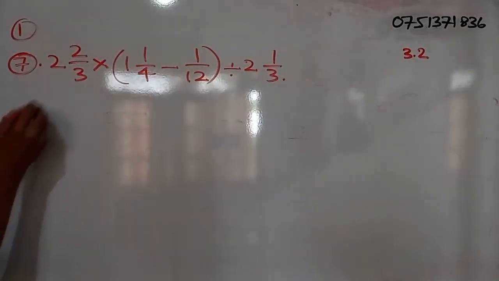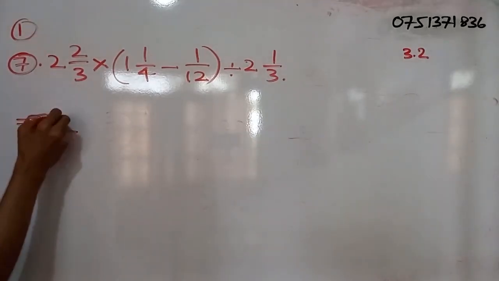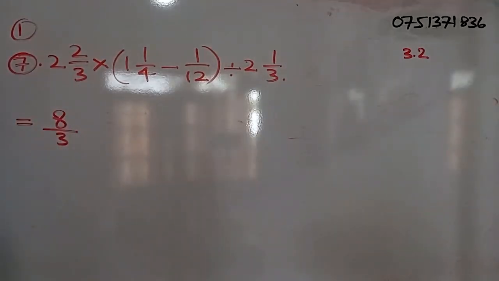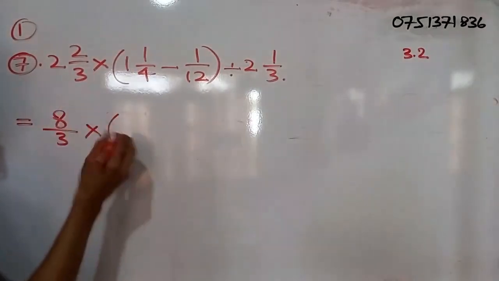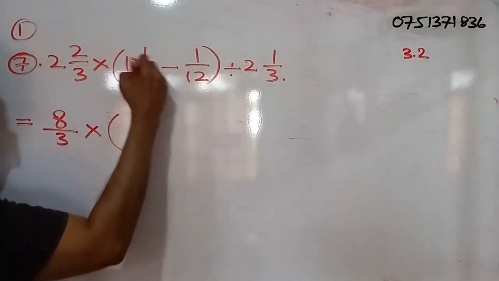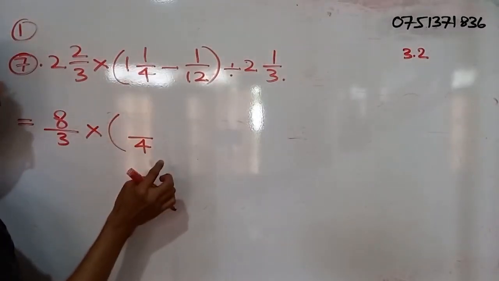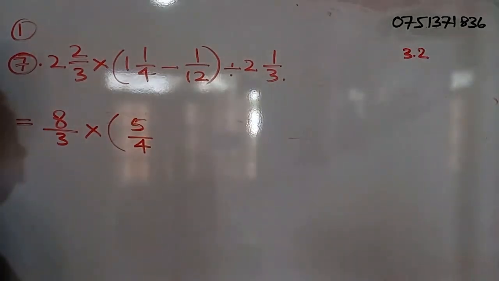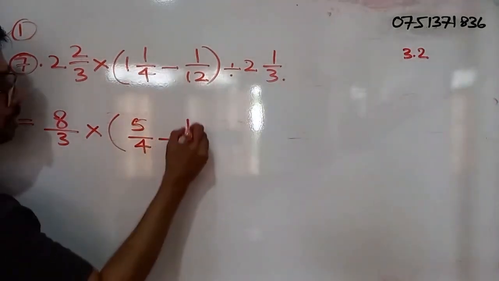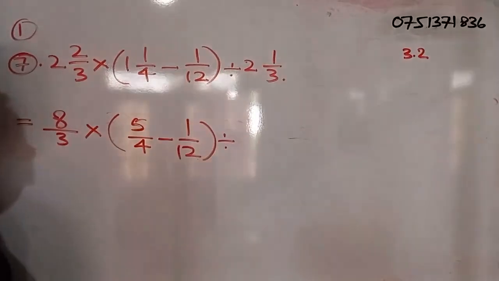Improper fractions. So here the denominator will be 3. 3 times 2 that is 6. Add another 2 it becomes an 8. Into, right? So within the bracket this is a what? Mixed number. So the denominator will be 4. What will be the numerator? 4 times 1 that is 4. Add the 1 it becomes a 5. Minus 1 by 12. Then we have a division.